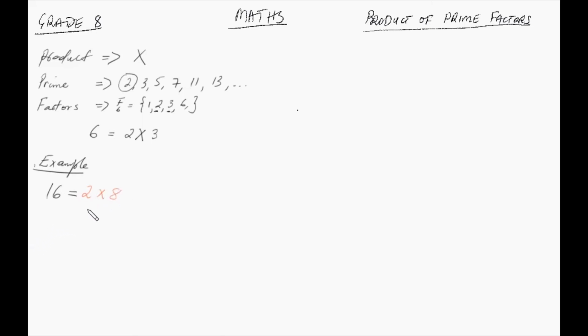Then confirm if the two numbers are prime numbers. 2 is prime, 8 is not prime. So we still have to deal with 8. We are fine with 2, but we need to deal with 8 so that from 8 we produce prime factors. Let's divide 8 by 2, like what you did on 16. Divide 8 by 2, you will have 4. That means 8 equals 2 times 4.